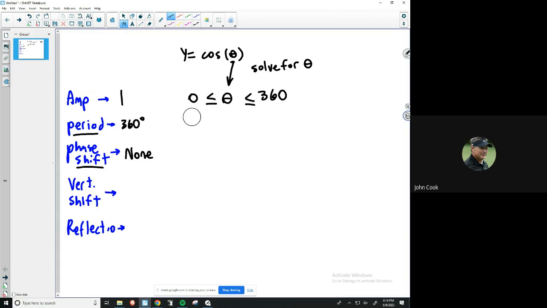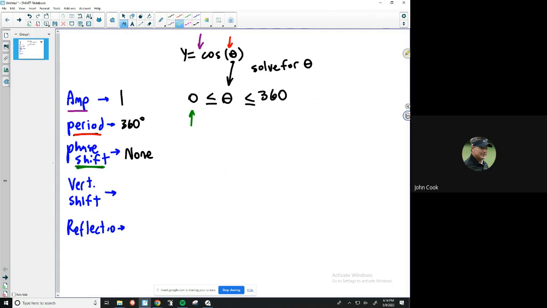Okay, maybe I'll color code some of this stuff. Green, that's going to be my phase shift right there. That tells me the phase shift. And if I have any numbers out front of my theta, that's going to tell me the period. So it'll be a number that's in front there. And the amplitude is always going to be the number that's in front of my sine or my cosine.